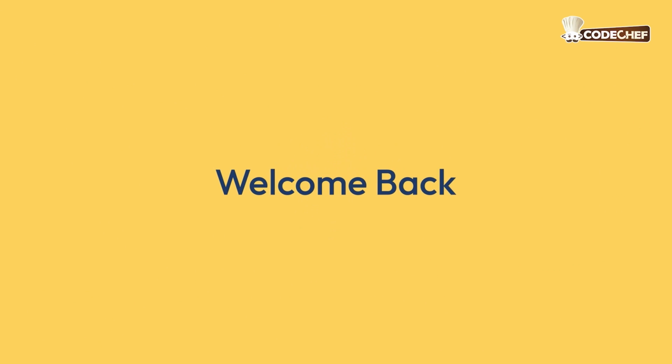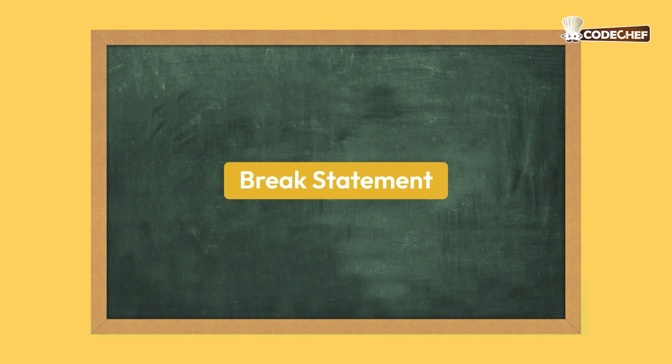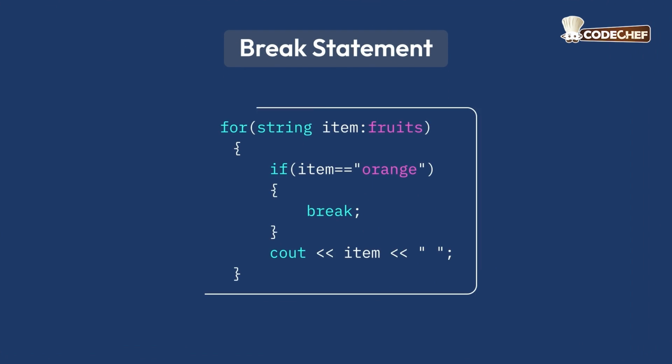Hey, welcome back. Let's understand what happens when you use a break statement inside a loop. Break operation is used to terminate the iteration process and exit the loop. Take for example this block of code.